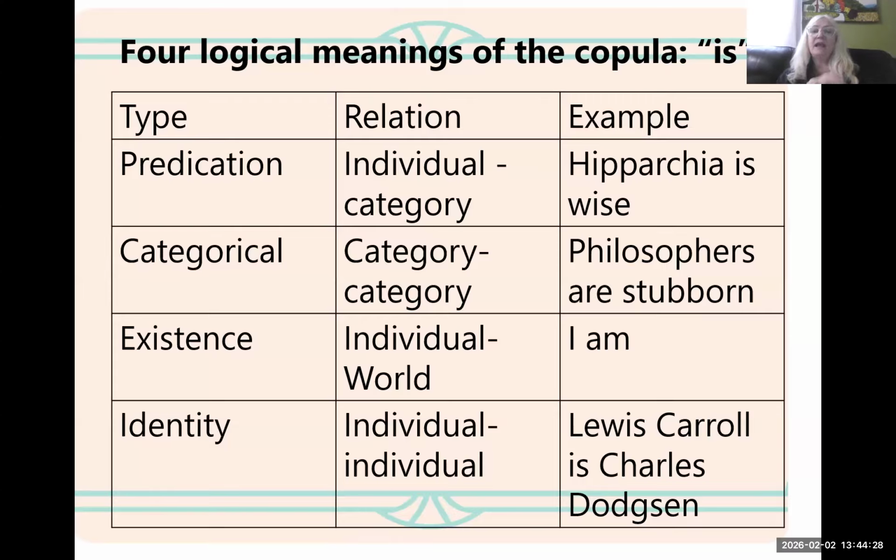Next, we're going to do the categorical is. This is the is we'll be working on with categorical statements. This connects a category with another category. Okay, for example, philosophers are stubborn.